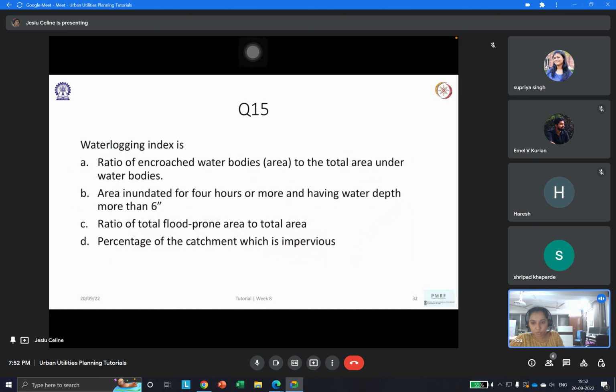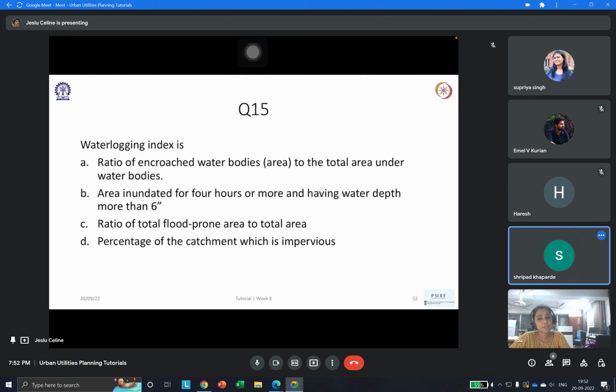Let's move to the next one. So this is in fact our last question also. Water logging index is what? Ratio of encroached water bodies area to the total area under water bodies; area inundated for 4 hours or more and having water depth more than 6 inches; ratio of total flood prone area to total area. B, madam.